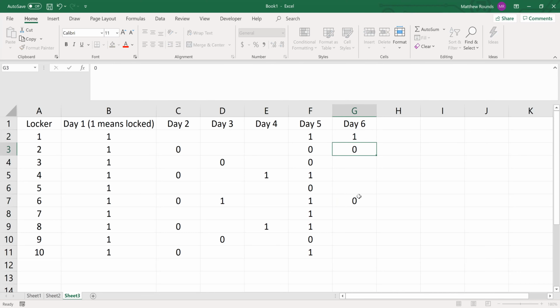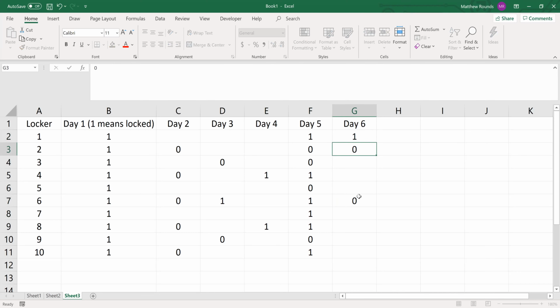So now day 8. Okay, its status is the same. So I go down here to 8. It was a 1. Now it's a 0. Okay, and then this is a 0. This is a 1.